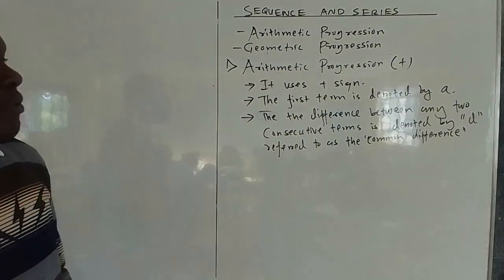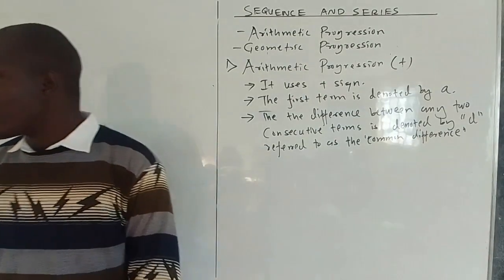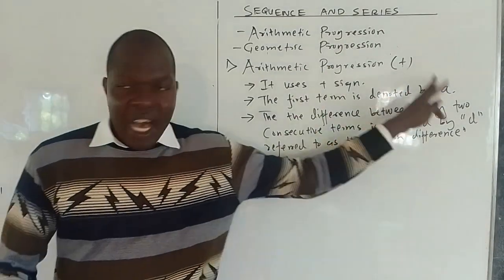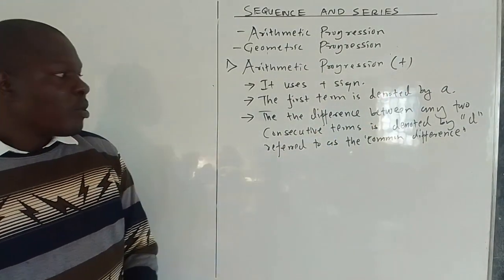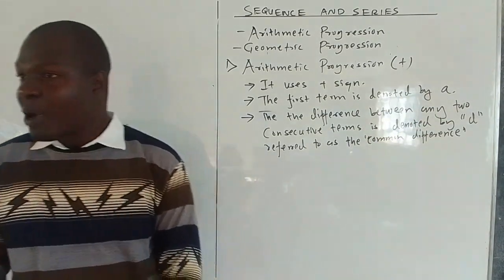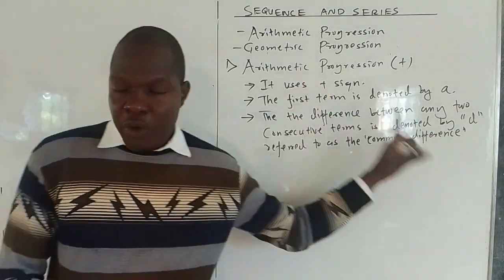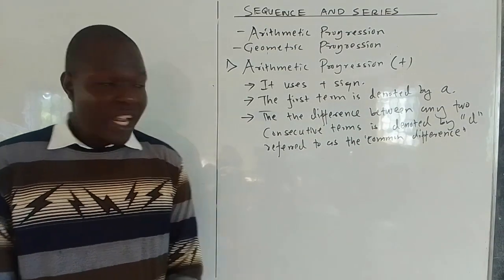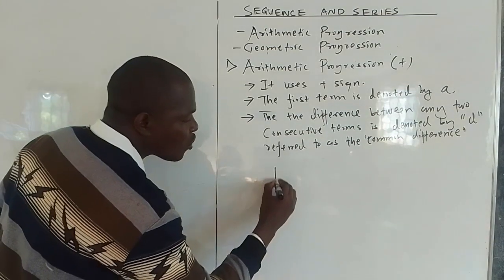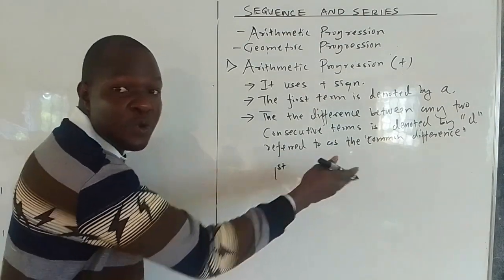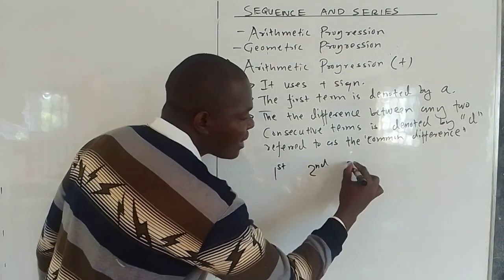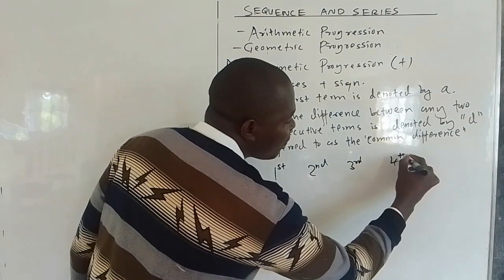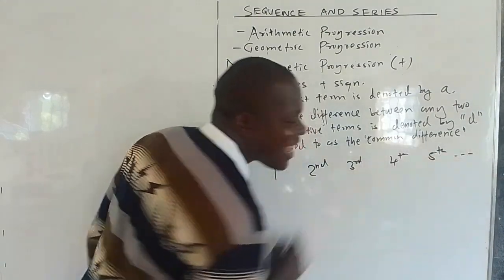So now we've known that this progression uses addition sign, and we've known that the first term is denoted by A, and we've known that the common difference is denoted by D, meaning we can use this information to construct this kind of series, isn't it? So let us now see, for us to construct, we must have the terms. For instance, some few terms. First term, second term, third term, fourth term, fifth term, in that order, isn't it?